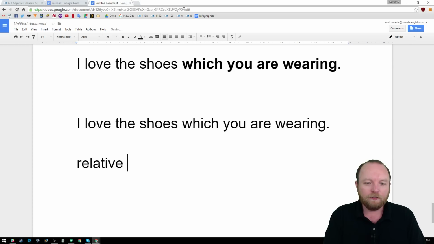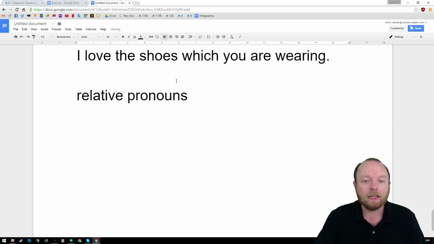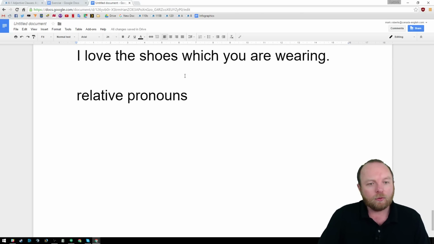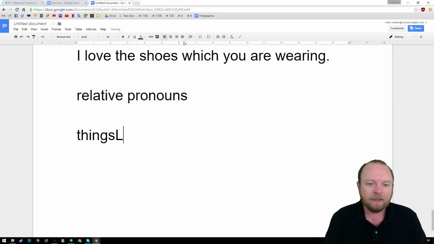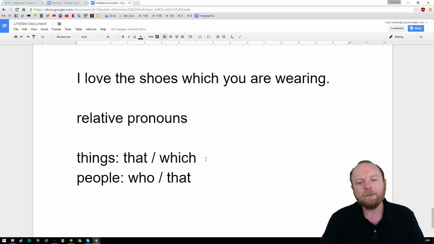So, relative pronouns. It's already 9:42, so we have about 20 minutes left. For things, we use that or which. For people, we use who or that.